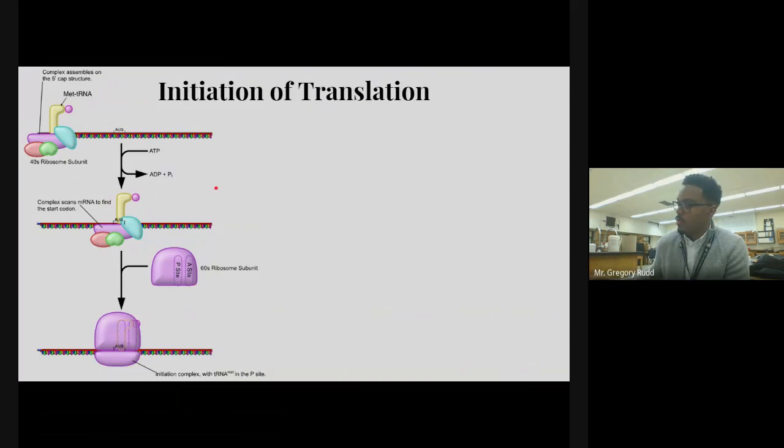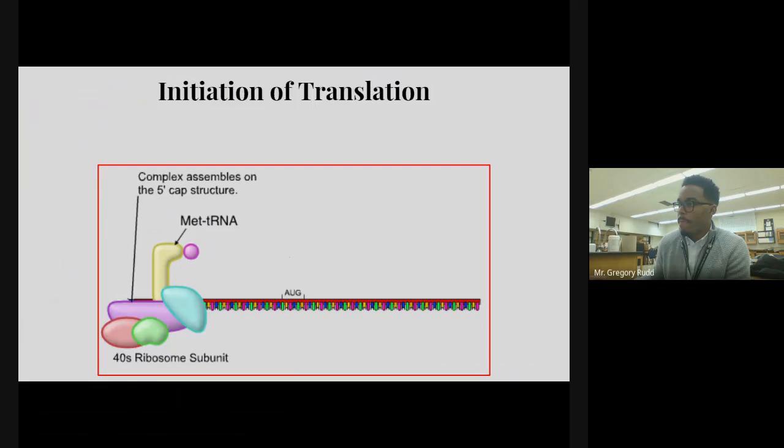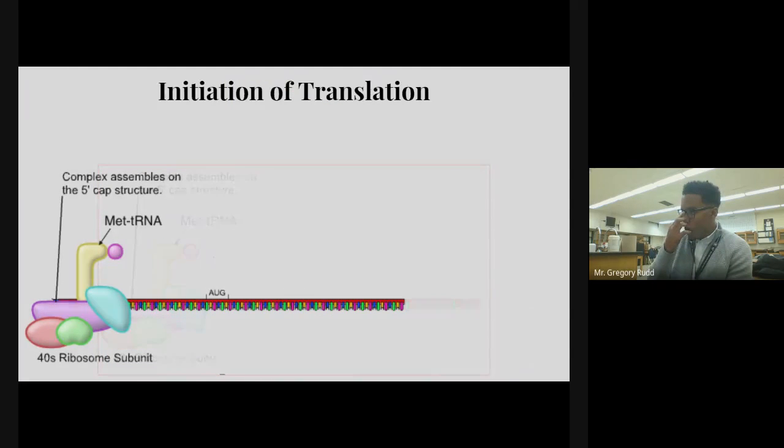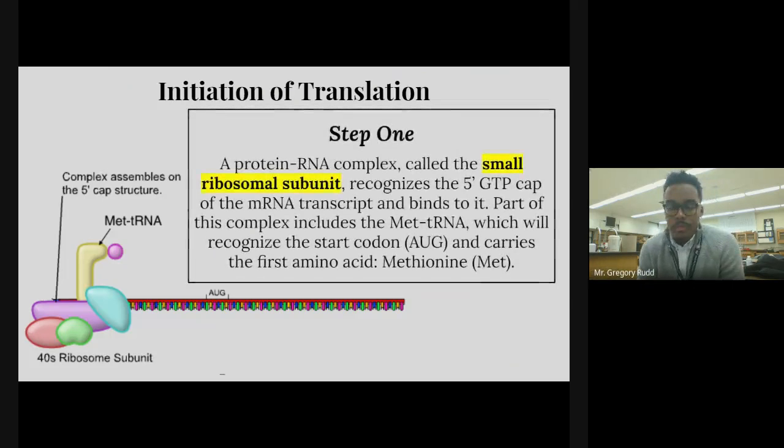So let's take a look at this very first part. In step one, this protein RNA complex, which is called the small ribosomal subunit, recognizes that 5' GTP cap that we talked about last week. And in doing so, it binds to the very start of this mRNA transcript.